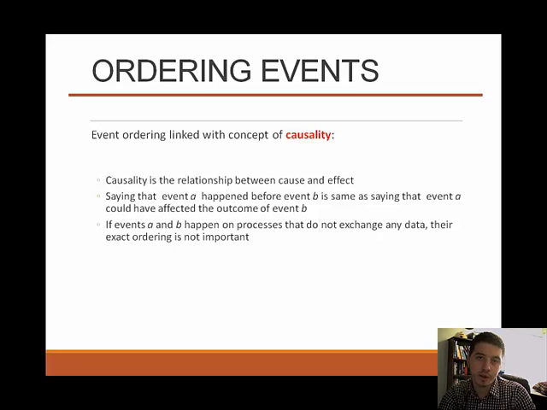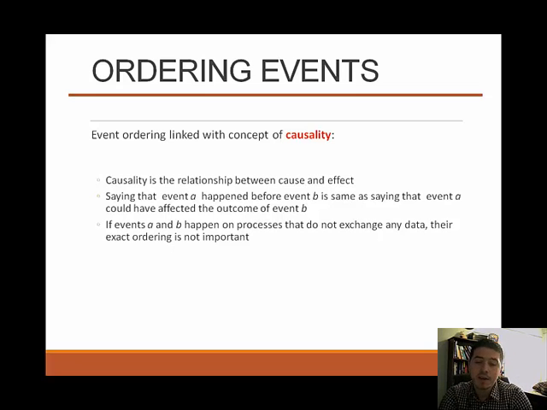Now, ordering of events. Well, what is ordering of events? Ordering of events is basically a concept that tells us what event happened before or after another event. So what is the relationship between the execution of two events? Now, event ordering is linked with the concept of causality. What is causality? Causality is the relationship between the cause and effect. So it's at the same time the relationship between two events.